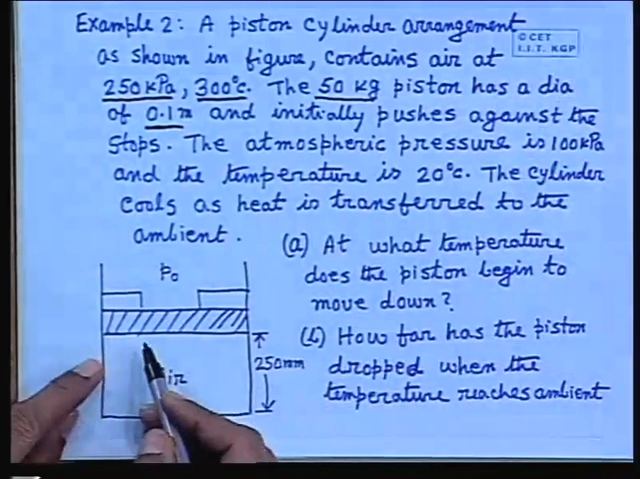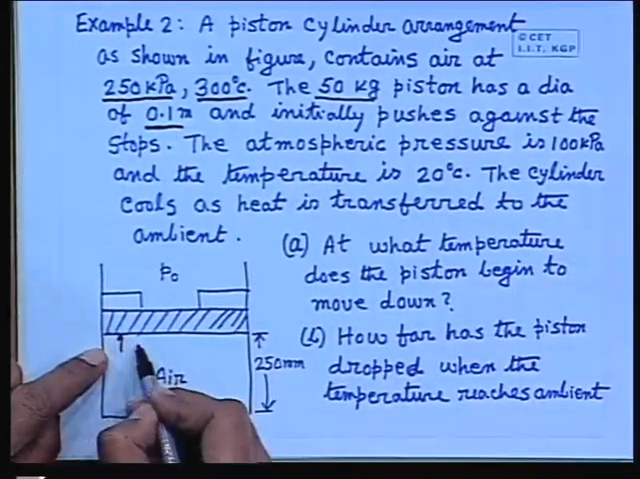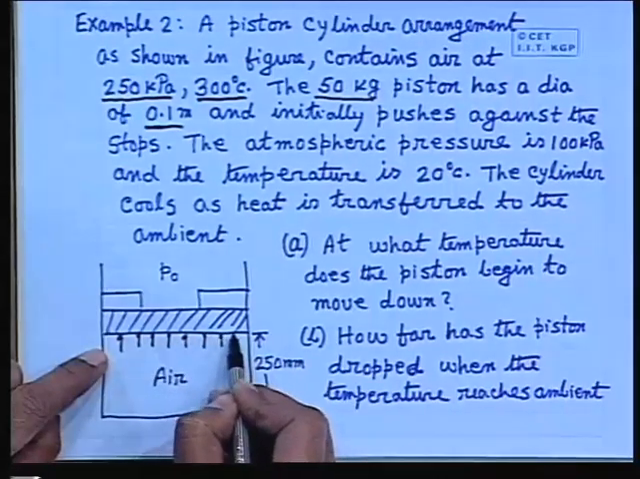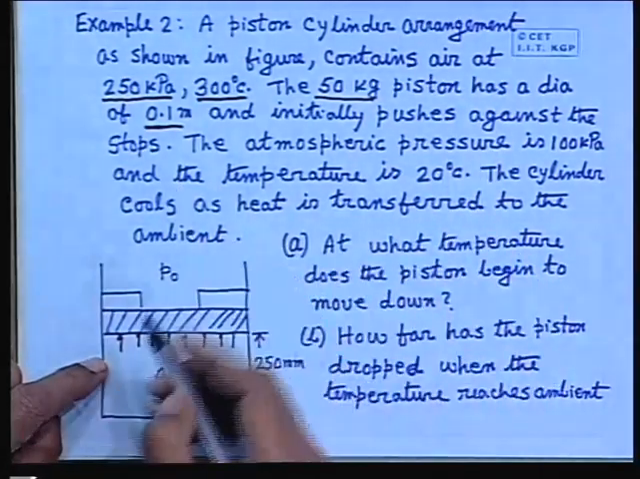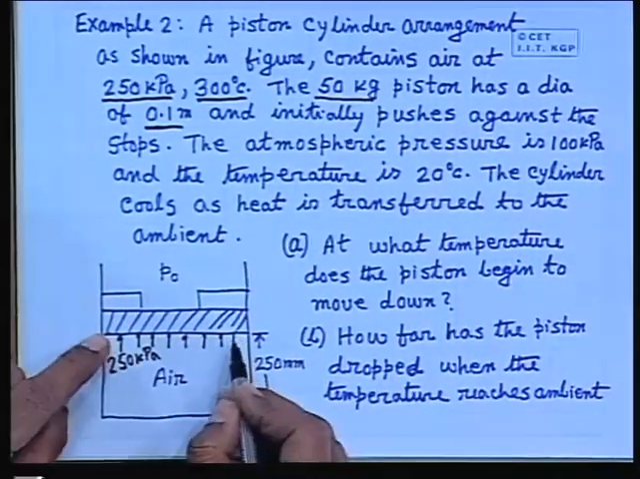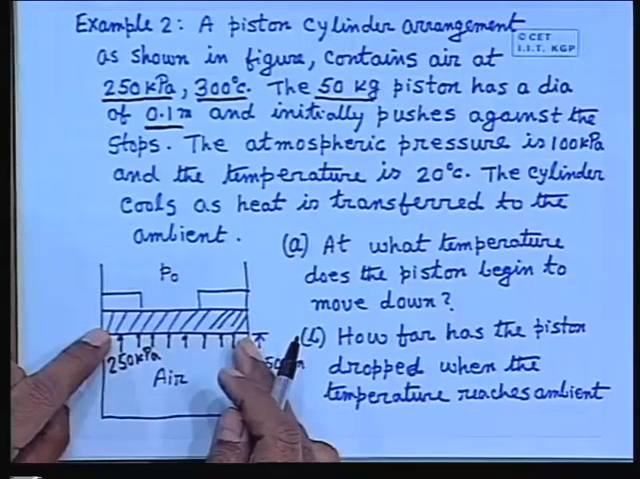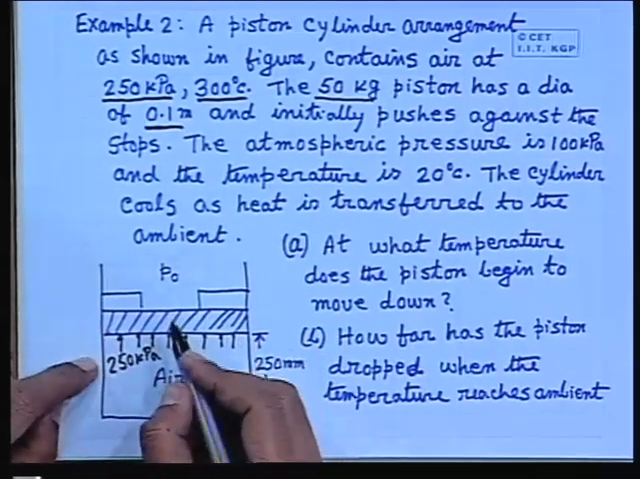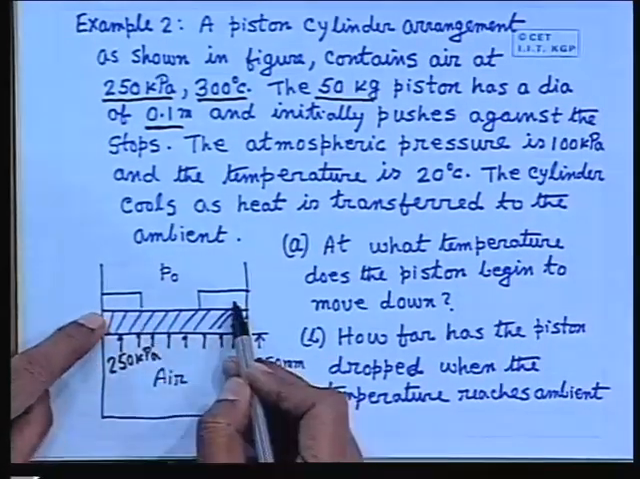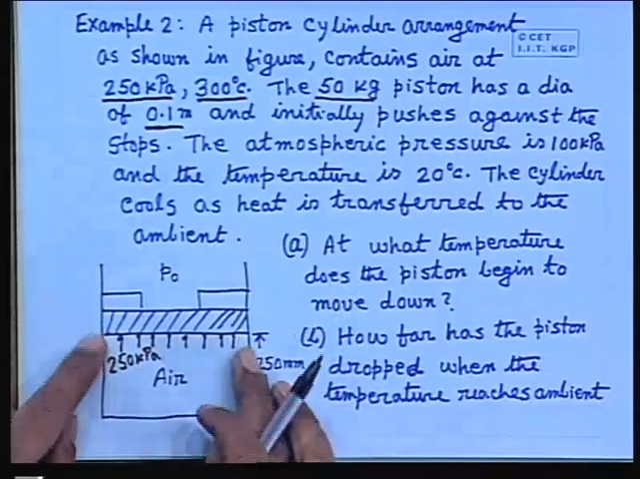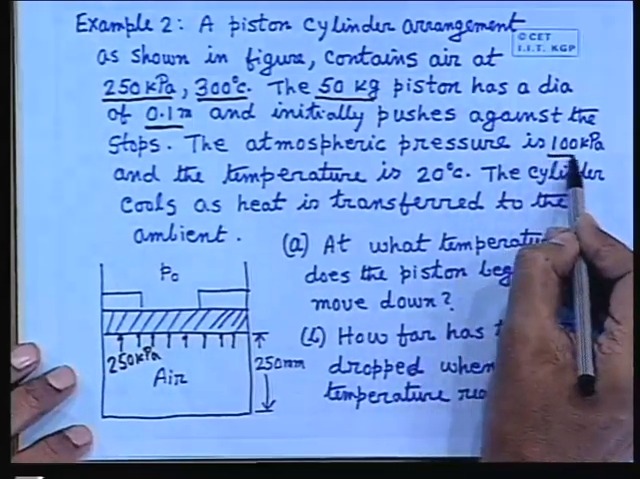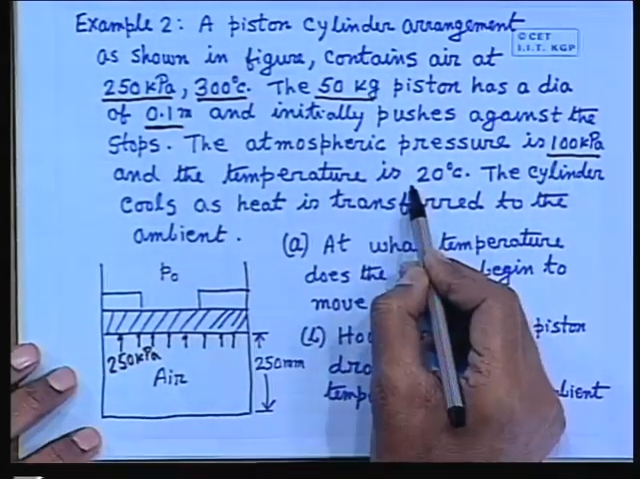Physically, what is this? There is a pressure of 250 kilopascals. So this pressure exerts a force which balances the weight plus the atmospheric pressure and the reaction against these stops, so that the piston is kept fixed with the stop. The atmospheric pressure is 100 kilopascals and the temperature is 20 degrees Celsius.